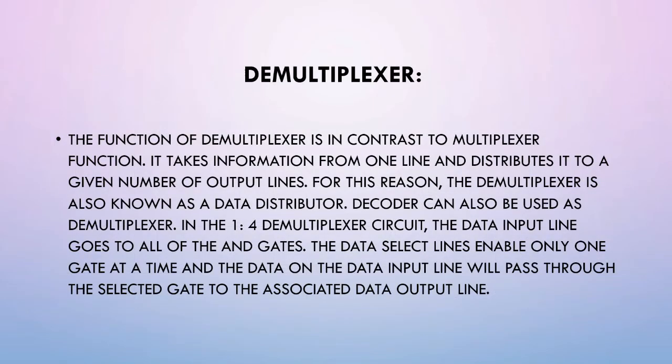Demultiplexer, vice versa of the multiplexer. The function of a demultiplexer is in contrast to the multiplexer function. It takes information from one line and distributes it into a given number of output lines. So the output lines will be 2^n. For this reason, the demultiplexer is also known as a data distributor. A decoder can also be used as a demultiplexer. In this 1:4 demultiplexer circuit, the data input line goes to all of the AND gates. The data select lines enable only one gate at a time, and the data on the data input line will pass through the selected gate to the associated data output line.